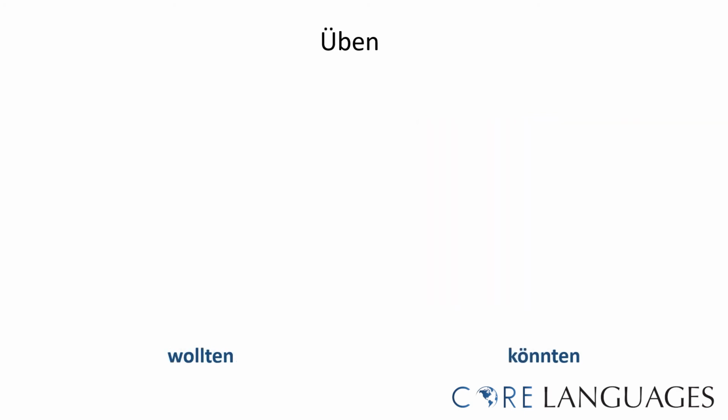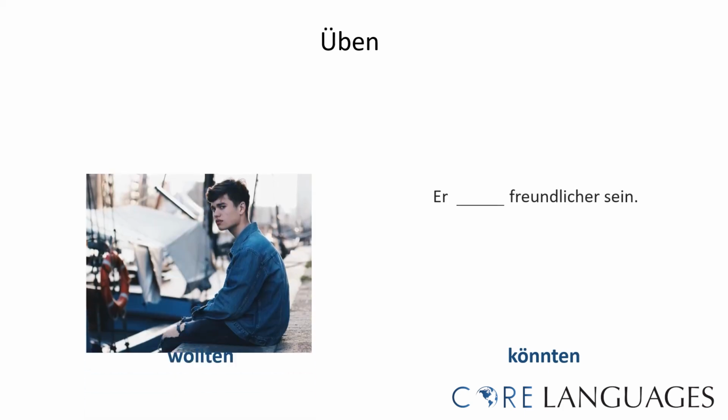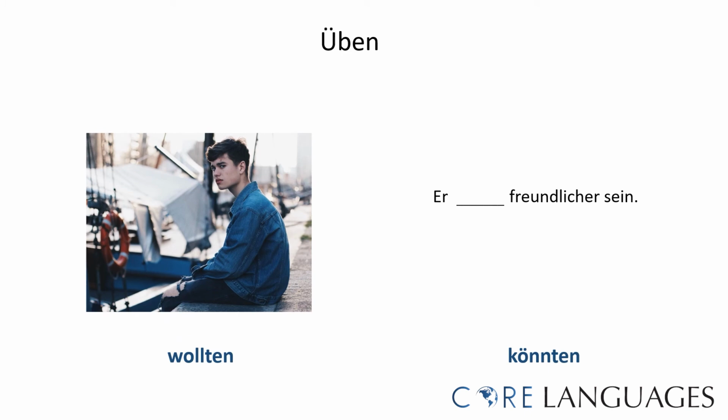And how about these two examples? Choose between wollten, would want to, and könnten, would be able to or could. Er freundlicher sein. The correct sentence is, er könnte freundlicher sein. He could be more friendly.